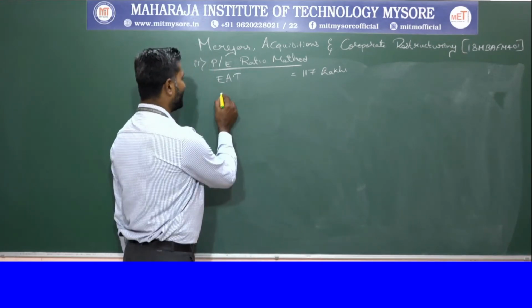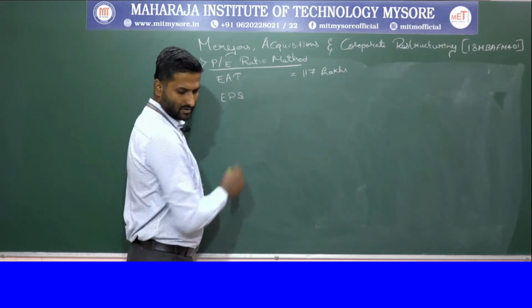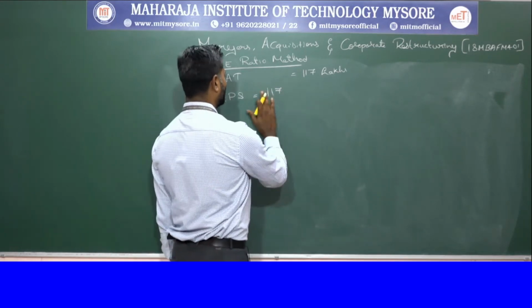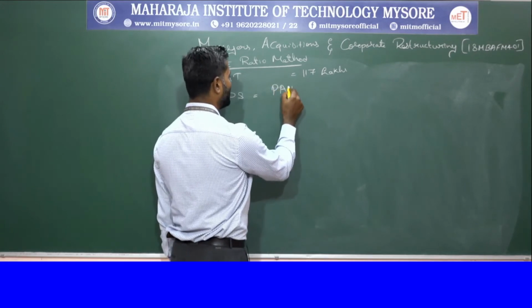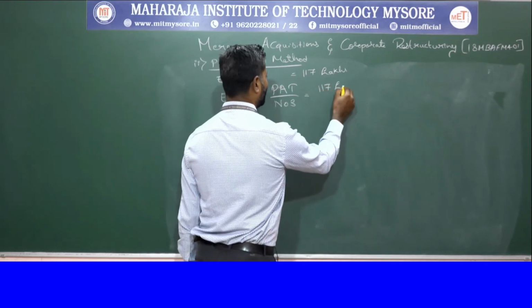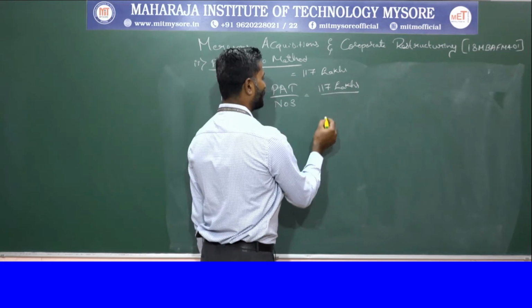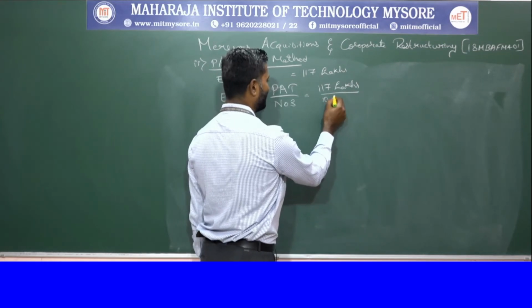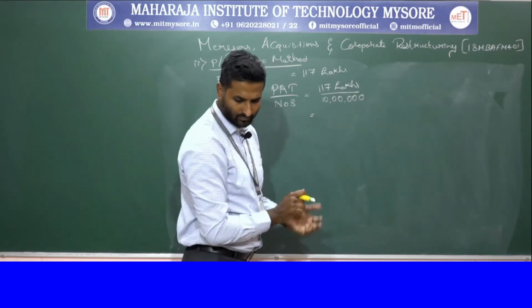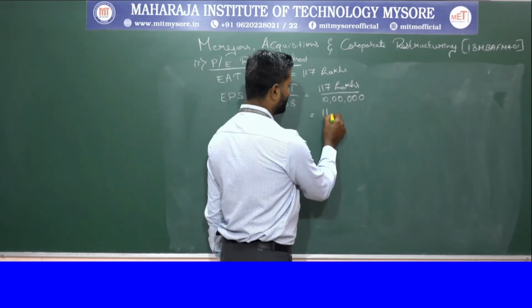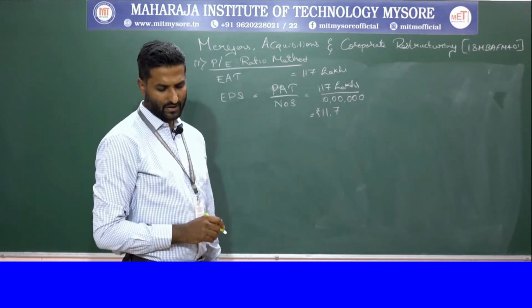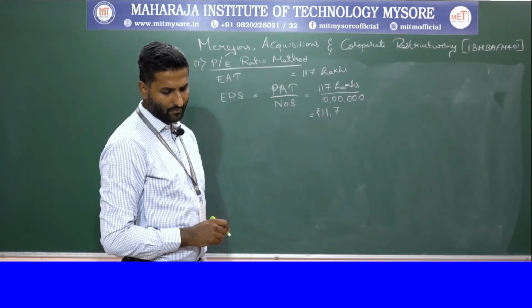So where we can ascertain the EPS, which equals 117 lakhs. So EPS equals, we can put the formula, PAT divided by number of shares. So therefore 117 lakhs divided by the total number of shares in the company, which is 10 lakhs. So therefore we result in 11.7 rupees as per the EPS.